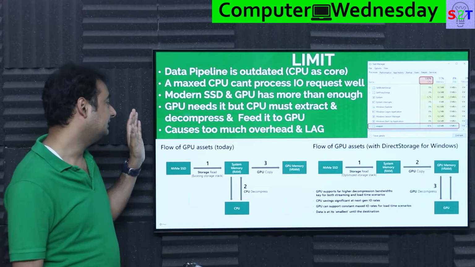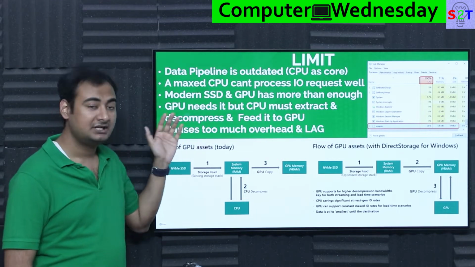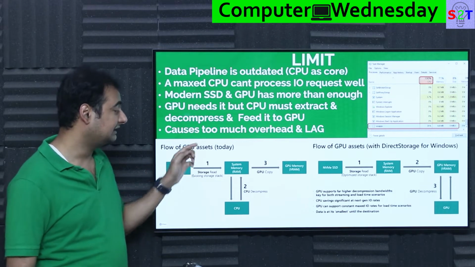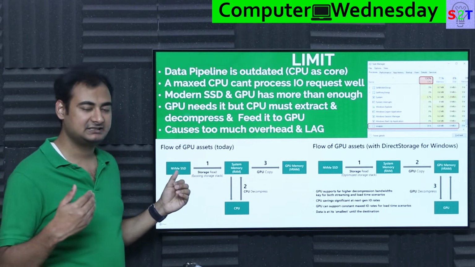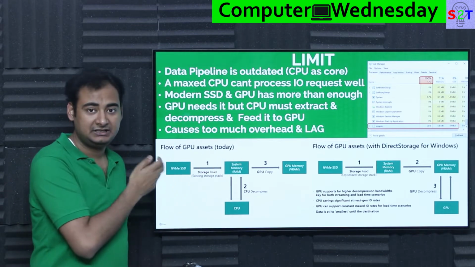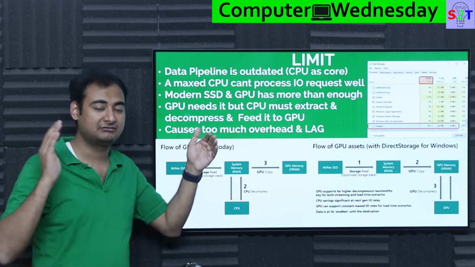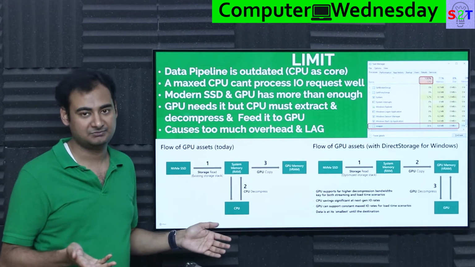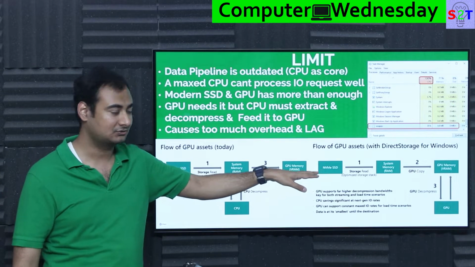That's the whole thing. Right now what's happening is the GPU needs something, the CPU must execute, basically must extract the file, decompress the file, then feed that file. It has too much overhead and too much lag fundamentally, because no matter how fast each step is, if you have 10 super fast steps versus 2 super fast steps, of course 2 super fast steps would be much better. So that's the whole point of the direct storage system.